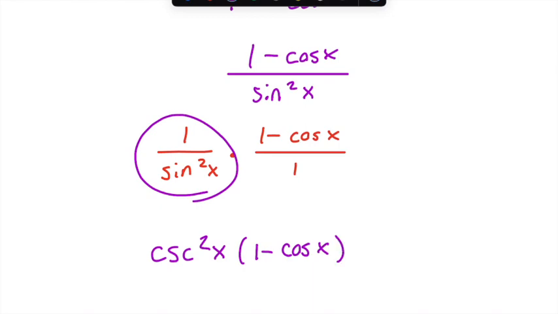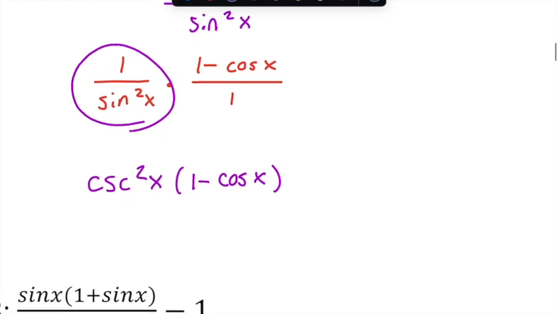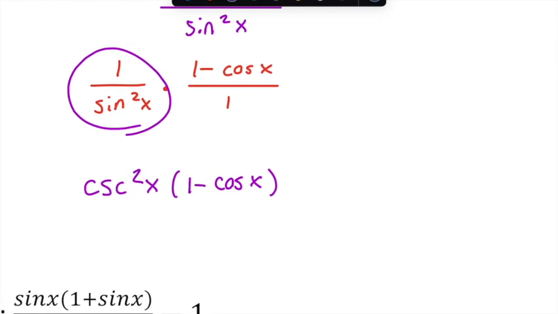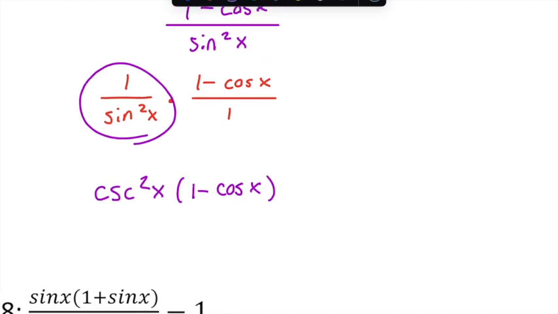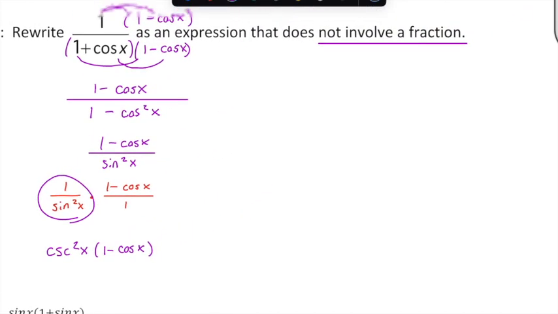And that right there is basically simplified. You could do a few more things. You could distribute and clean up a few more things. But they didn't say to fully simplify. They said to just make it to where it's not a fraction. And that's how you do it right there.